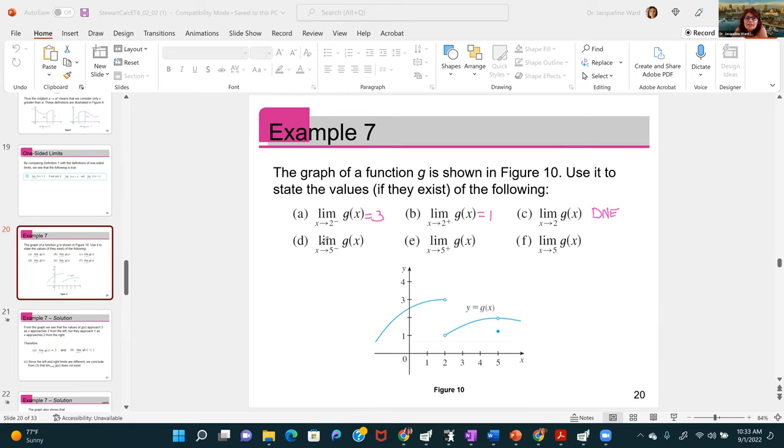And then the limit as X goes to 5 from the left. So you're looking over here, you're getting closer and closer to 5, so you're looking at those function values. Getting closer and closer to 2. And then what about from the right? The Y values, they're still getting closer and closer to 2, right? Again, we don't care about at 5. We're just looking at the approach.